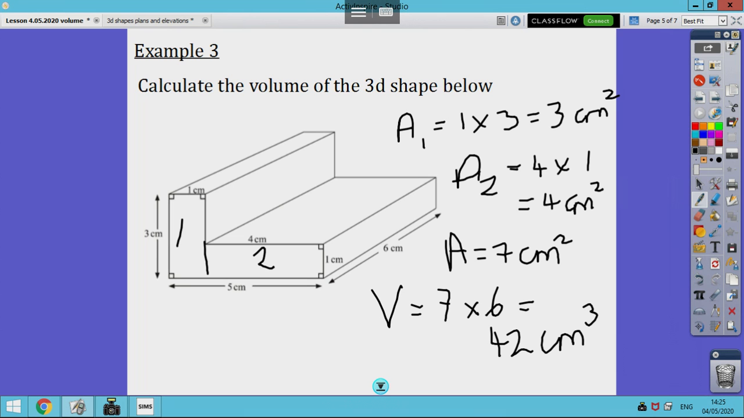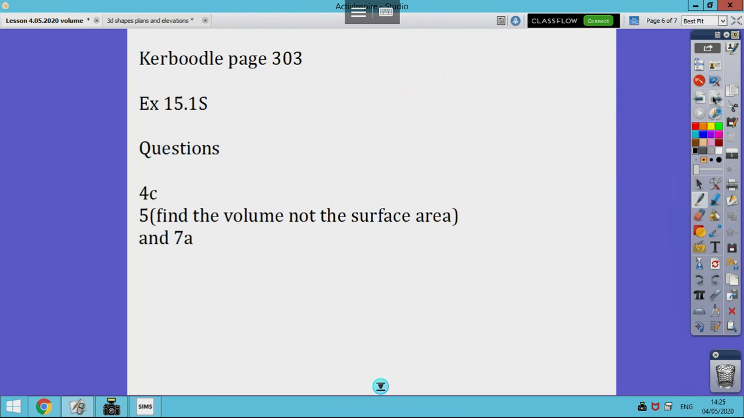So, yes. Now, I have selected specific questions from Caboodle for you to do. So if we go to the next slide, you'll see that I don't want you to do any of the questions about surface area. I just want you to do them about volume. So on exercise 15.1s, I've got questions 4c, question 5, but the question in the book says to find the surface area. I don't want you to do that. I want you to find the volume instead. And then 7a, which is a kind of compound shape that I want you to find the volume of. Okay, so just 4c, question 5, but finding the volume, and 7a.